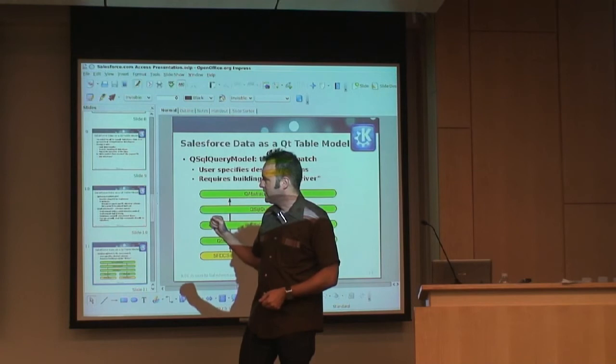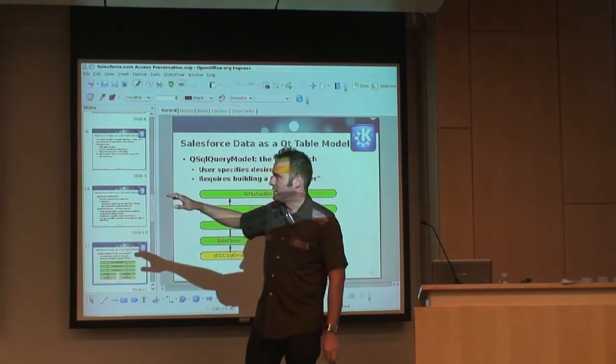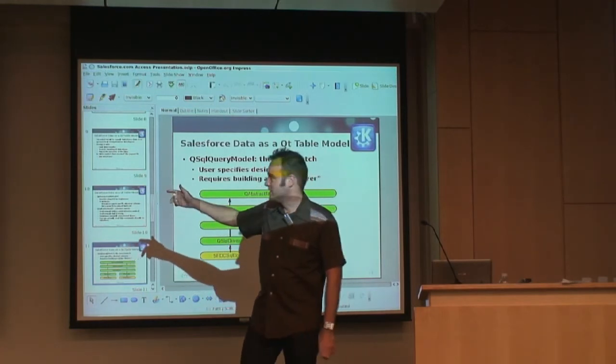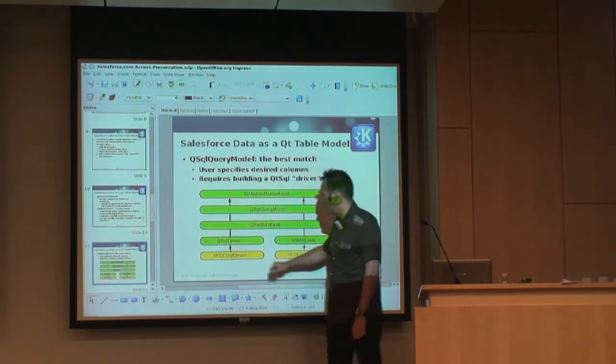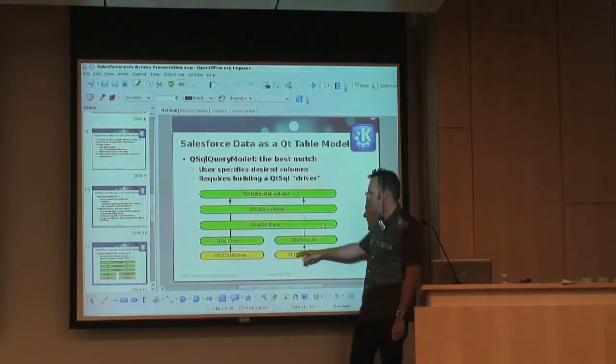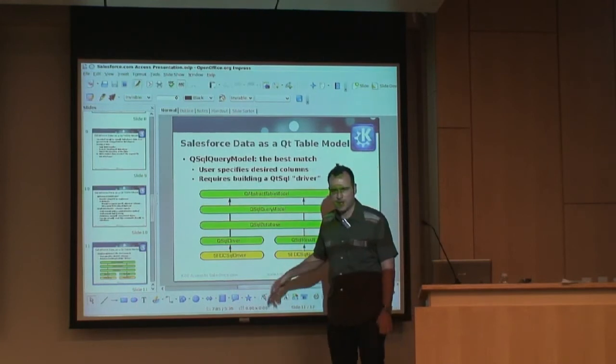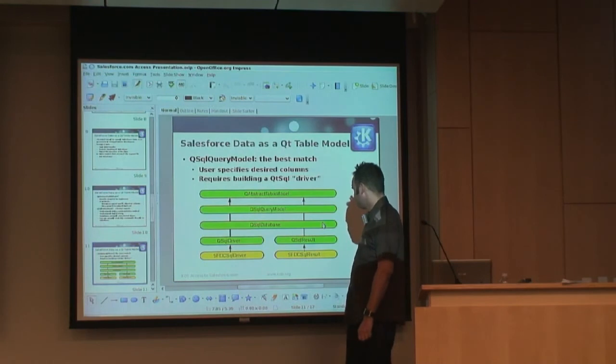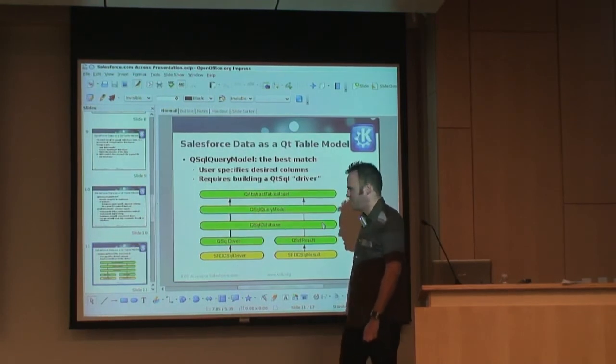The only thing is, instead of implementing an abstract table model at the higher levels, you're actually going down here and subclassing QSqlDriver and QSqlResult, which seemed like an unusual thing to do. But it ended up being, I think, the right choice.